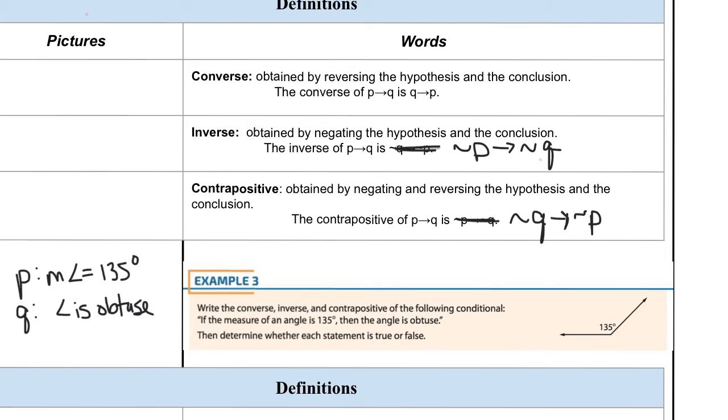If an angle is not obtuse, then its measure is not 135 degrees. This is the only one that gives us a true result. Because if it's not obtuse, then it's not going to be 135 degrees.